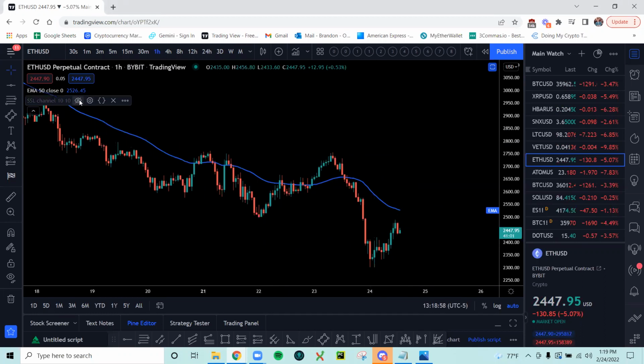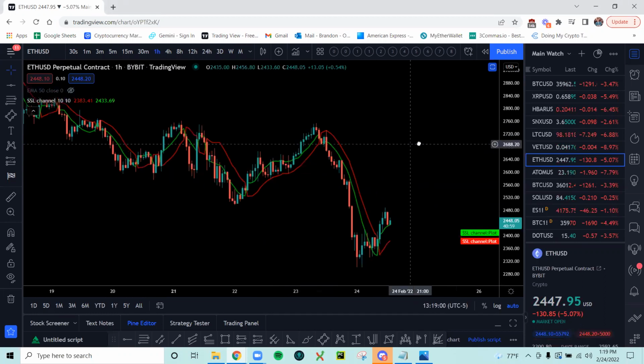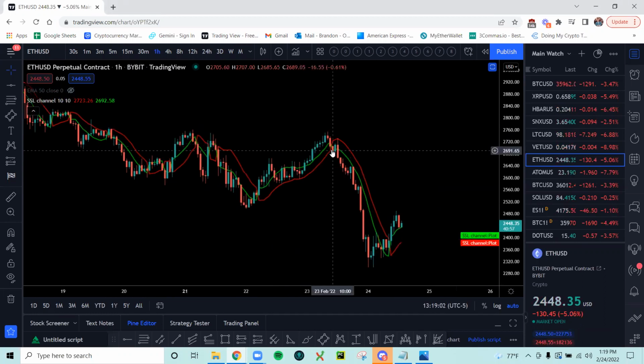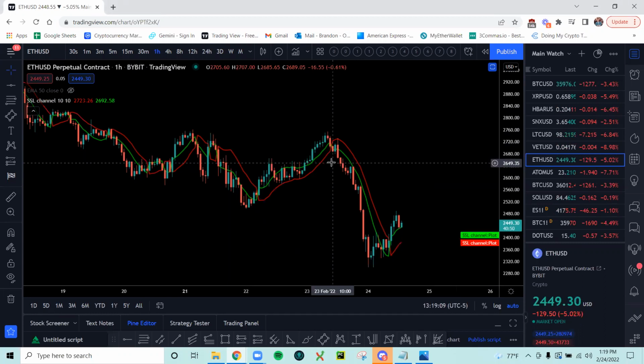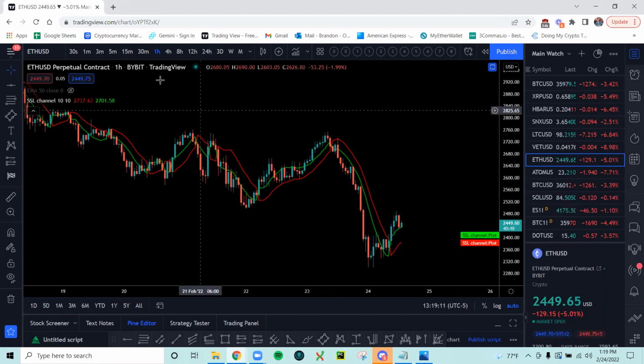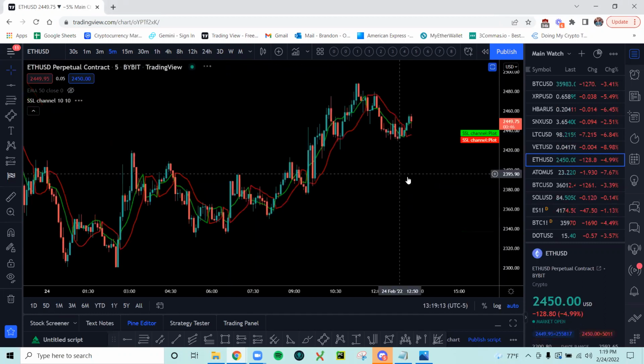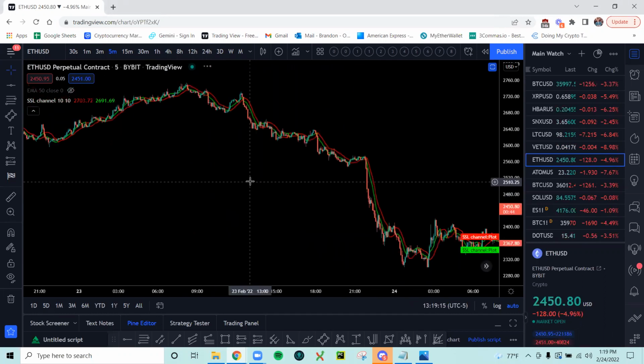So we're going to flip back to the 1 hour. And you can see here, this is when the green flipped below the red. So you're getting that downtrend. So we're going to be looking for sells here. This was around 10 a.m. on the 23rd. That's when that downtrend started. So 10 a.m. on the 23rd here.